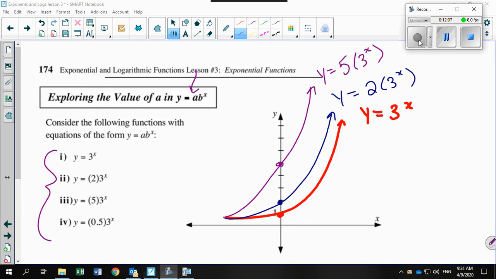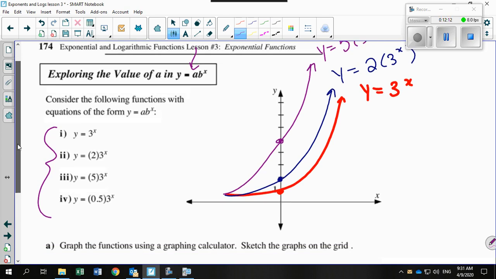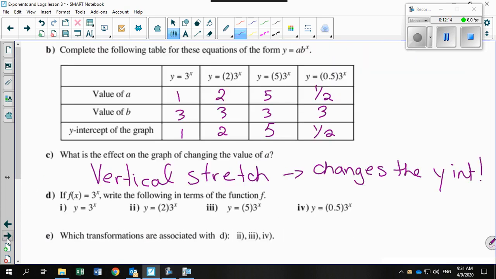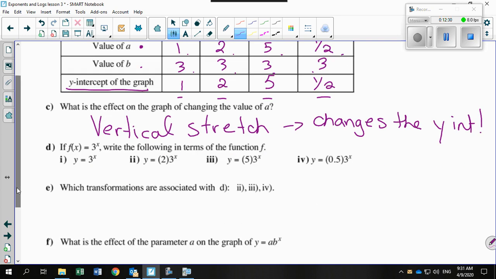Okay, so notice there's our graphs that we had. My shape's a little bit off compared to the calculator. We can fill in the chart. You can see that the value of a, we had 1, we had 2, we had 5, we have a half. Our value of b was always 3, and you can see that the y-intercept changed to what that a value was. So what does it do? It vertically stretches the graph and it changes your y-intercept. So without a calculator, without graphing, we could go ahead and see what's happening with our f(x).